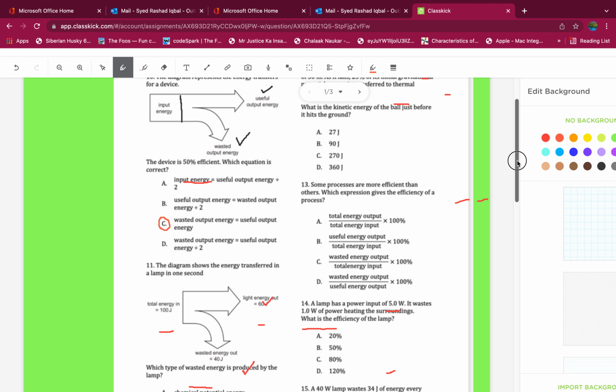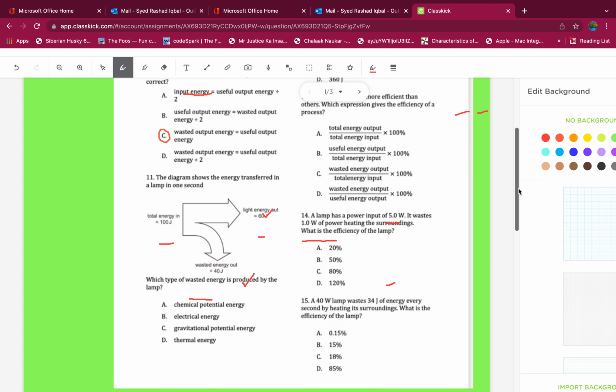In the same way, look at question number 11. The diagram shows the energy transferred in a lamp in 1 second. I told you already, there is energy transferred in the lamp. Here 100 joule is electrical energy. The output is light energy that is useful, and the wasted energy is in the form of heat. Which type of wasted energy is produced by the lamp? This is thermal energy. This is your correct answer.